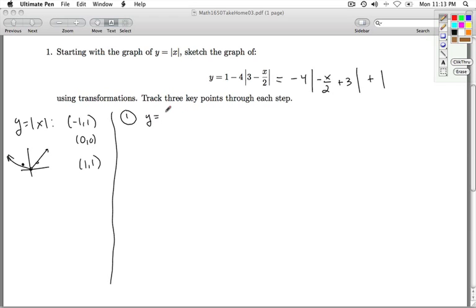So we're going to look at the graph of absolute value of x plus 3. And since we're adding 3 inside the function, that means we're going to subtract 3 from the x's. So we look at our key points: negative 1, 1, subtract 3 from the x value, we get negative 4, 1. 0, 0 becomes negative 3, 0, and 1, 1 becomes negative 2, 1.